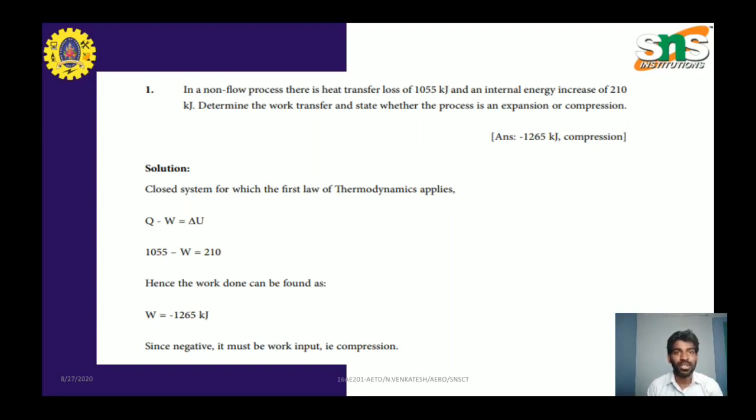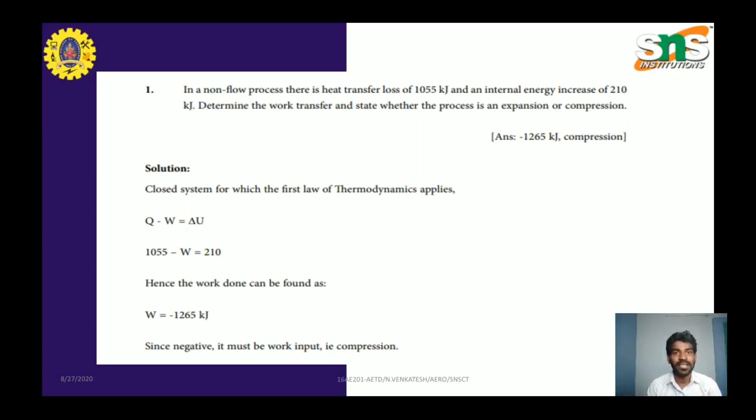Here is the solution part. Before going to the solution, we will identify the given data from this problem. Heat transfer is given: Q is equal to 1055 kilojoule, and internal energy increases, which means del U is 210 kilojoule. To find is the work transfer, that means W is equal to what, and whether the process is an expansion or compression.